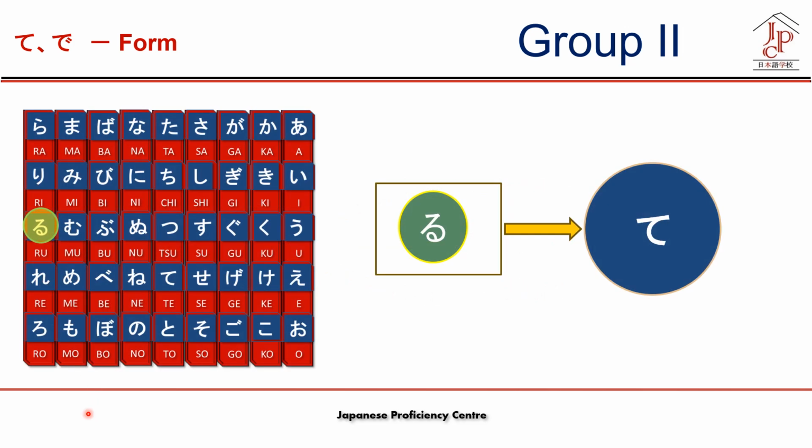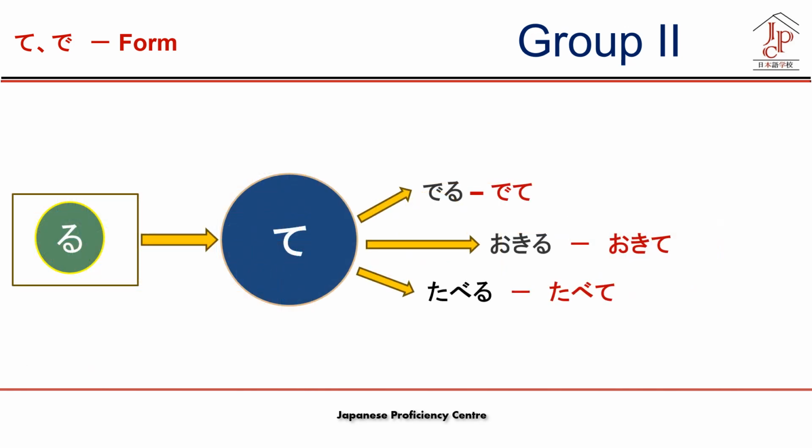Let us move on to group 2 verbs. We know that group 2 verbs can only end with letter ru. So that last letter ru has to be replaced by te to get the te form. So let us pick up some group 2 verbs and see how they get conjugated. Deru will become dete. Okiru will become okite. Taberu becomes tabete. It's very simple to remember. You have to just replace the last letter with te.